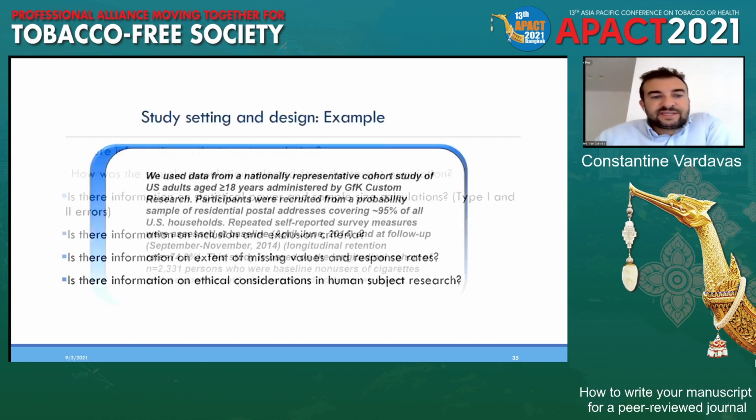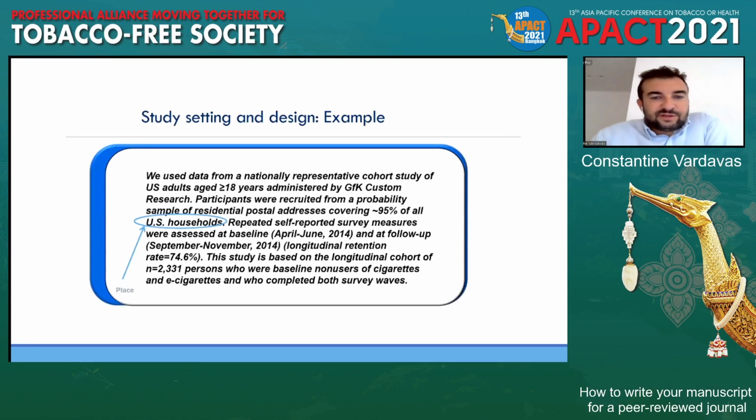So, the study setting and design, an example. This is a first paragraph of a methods section. We use data from a representative cohort study, so there's your design, among US adults, the people, in US households, the place, between April-June 2014 and September-November 2014, the time. So in one paragraph, you want to include these four things: study design, the people, the place, and the time. You should always start your methods section with this paragraph. What's the study design? What are the people? What's the place? And what's the time?